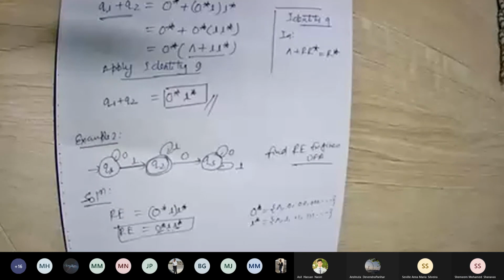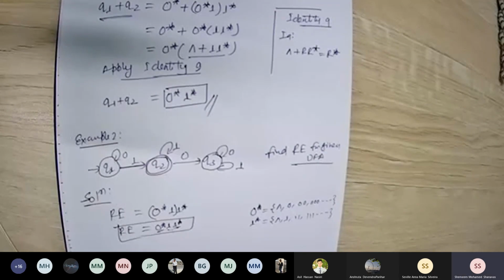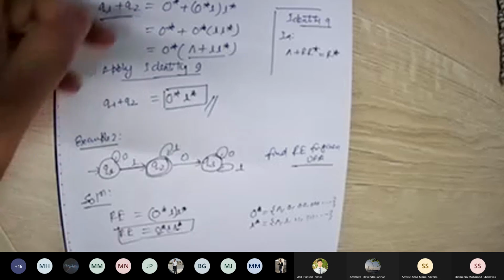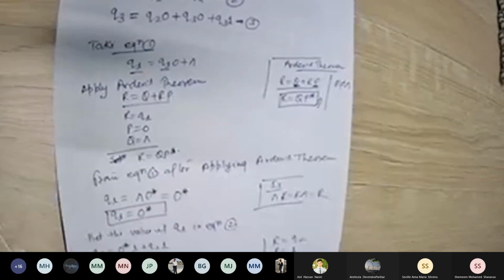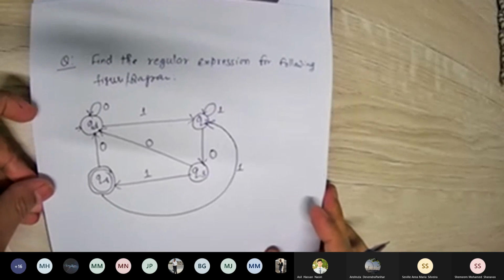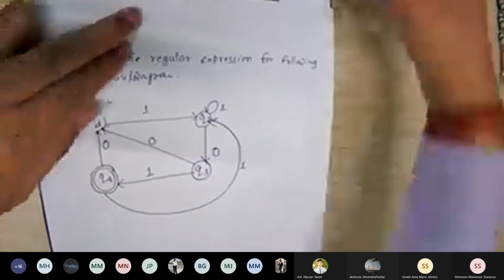Okay, good. So now I am going to give you one more numerical which you have to do by yourself, and that numerical is this. So please solve this and send your answers.